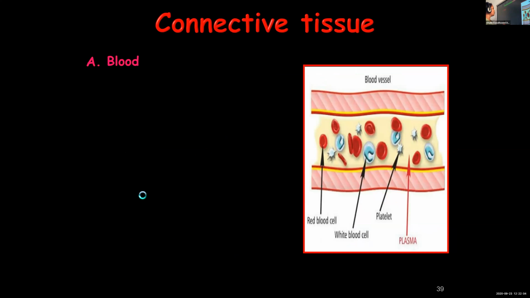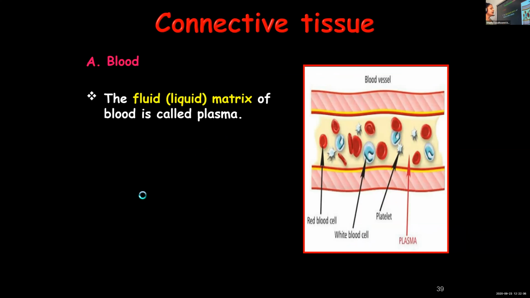First one is about blood. This is a fluid connective tissue. You call blood a fluid connective tissue. Why? Because its matrix is fluid. In the beginning itself, we learned that the matrix can be fluid, jelly-like, dense, rigid. Here in this connective tissue, the matrix is fluid. And what do you call the fluid matrix? That is known as plasma.